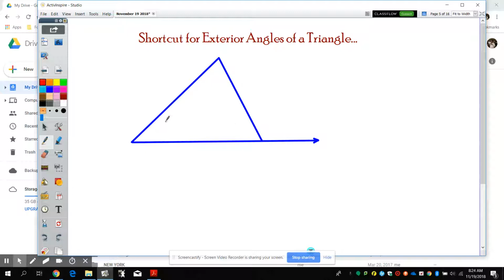Now, the shortcut just simply involves this idea that we've got this exterior angle over here, and I'm going to put this to be x. Let's say this is x degrees right here. So the exterior angle is always going to be equal to the sum of the two interior angles, and we call them remote interior because they're the angles that are not right next to this.